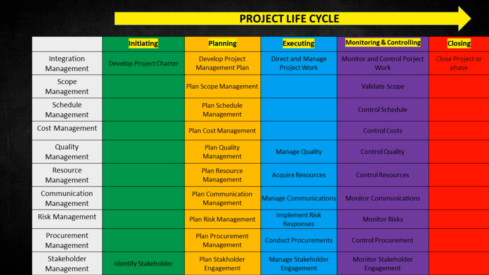These process groups are in sequential order, which means the groups shall be in order and non-interchangeable, but take note, not necessarily all processes or knowledge areas shall have all 5 process groups. These process groups are initiating, planning, executing, monitoring and controlling, closing.